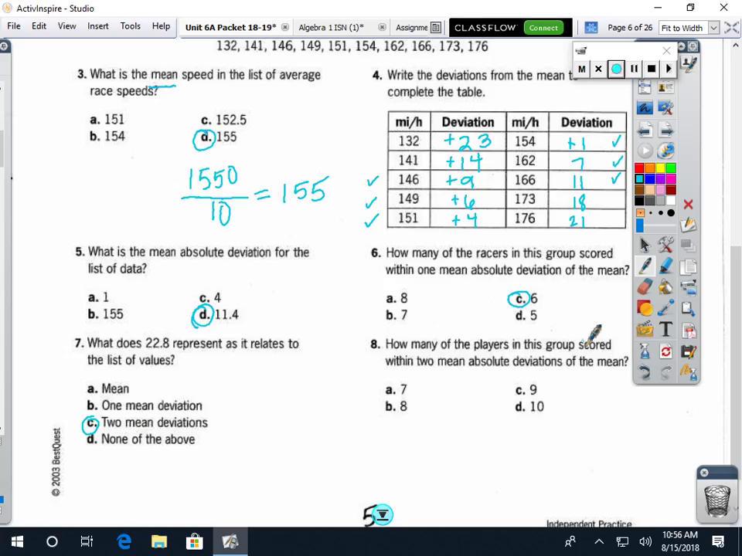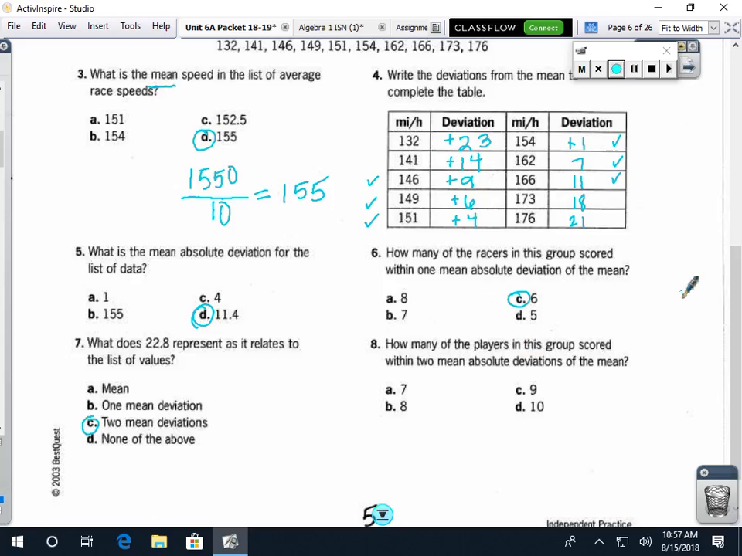How many of the drivers in this group scored within 2 mean absolute deviations? Who now could we check off that's now between 0 and 22.8? Right, everybody except for this one. This one was not within 2 because it was a little above 22.8. So only 9 of the drivers were within 2 mean absolute deviations of the mean, because only 9 of these people had a value that was between 0 and 22.8. Does that make sense?